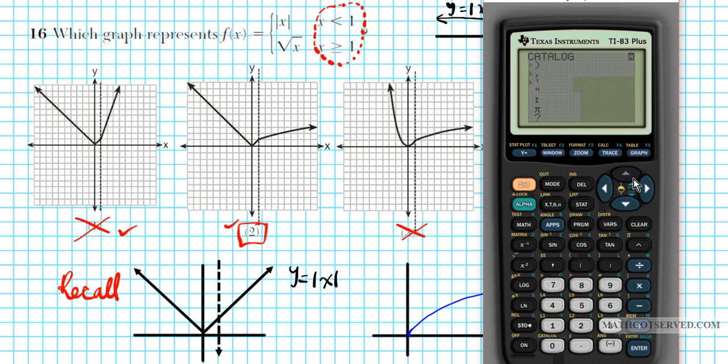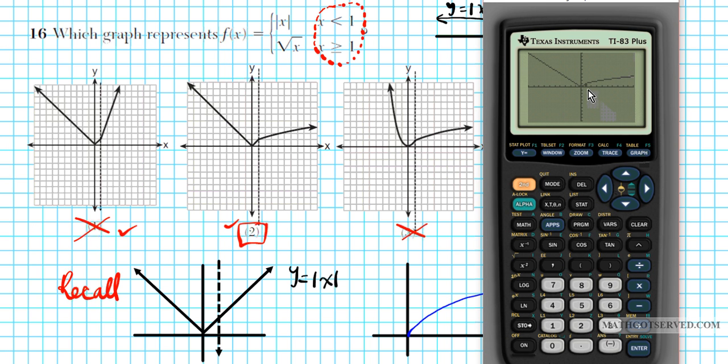We're going to scroll up for the inequality symbol. You're looking for greater than or equal to. There you have it. Greater than or equal to 1. Close that. Enter. And then graph. There goes the absolute value stops. And there goes your radical function down.